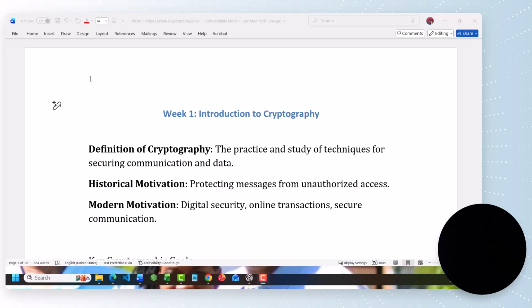So we're going to start out with a definition. The definition of cryptography: the practice and the study of techniques for securing communication and data. If you looked at things you could go into as a career, this is one of them. Cybersecurity, a big portion of that is cryptography and protecting data. Historical motivation: protecting messages from unauthorized sources. Today: digital security, online transactions, securing communications.